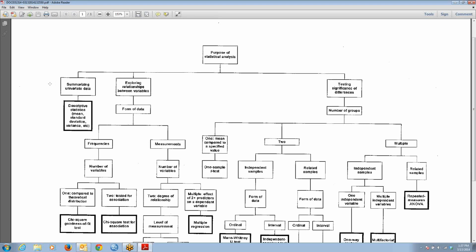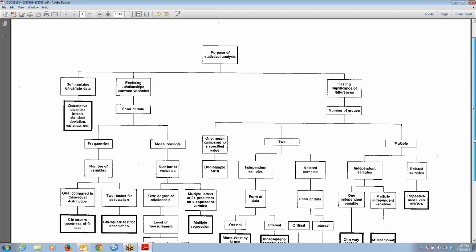The other is exploring relationships between variables, or you can think of this as correlations. And then the third area is testing significant differences between means. So that's basically what you do with data. Statistics, I know, can be complicated and at times overwhelming, but just remember that there are only three basic things that you can do. One is to just summarize the information. The other is to see if there are relationships. And finally, the third is to see if there are significant differences.